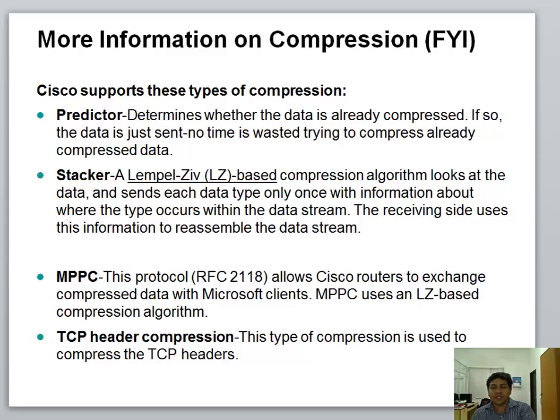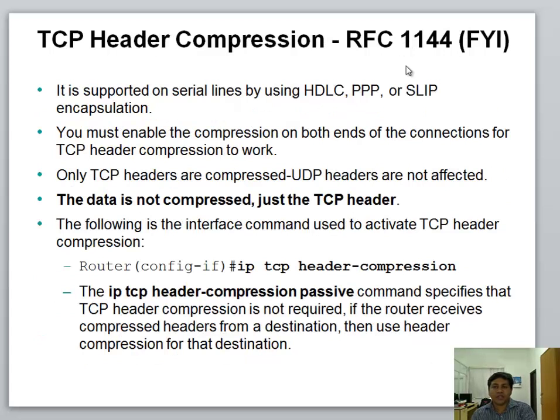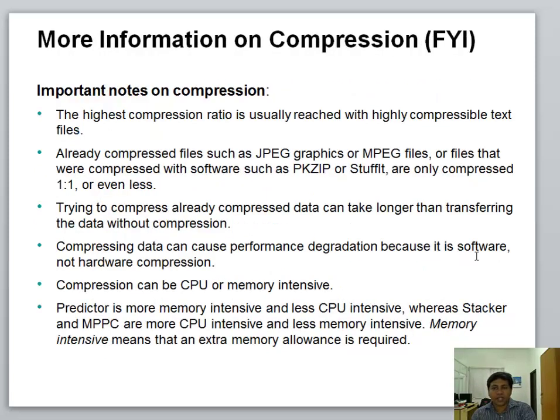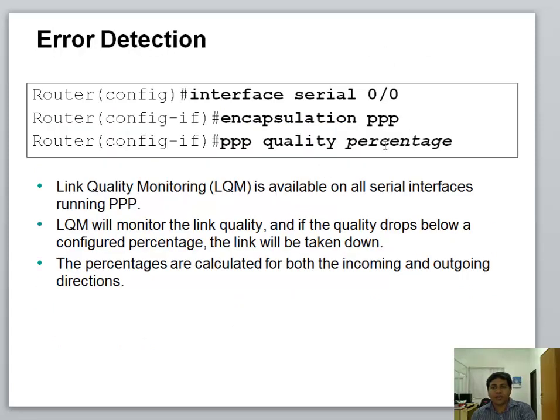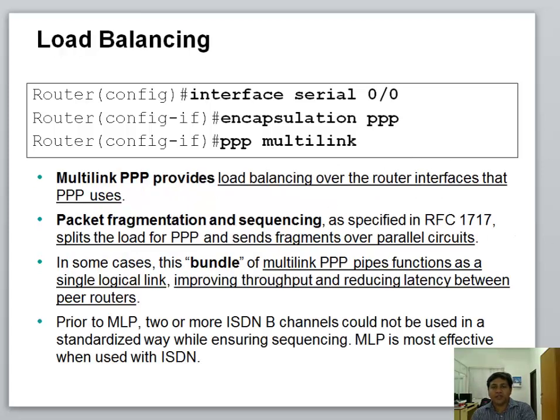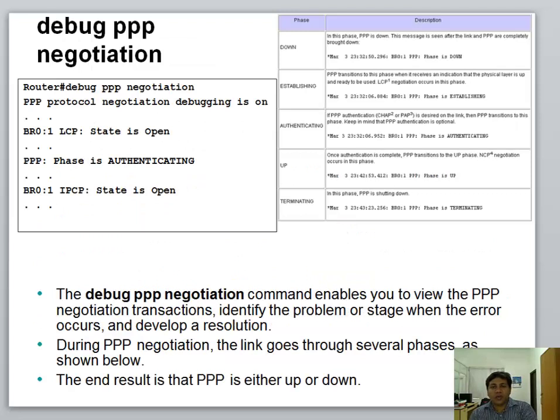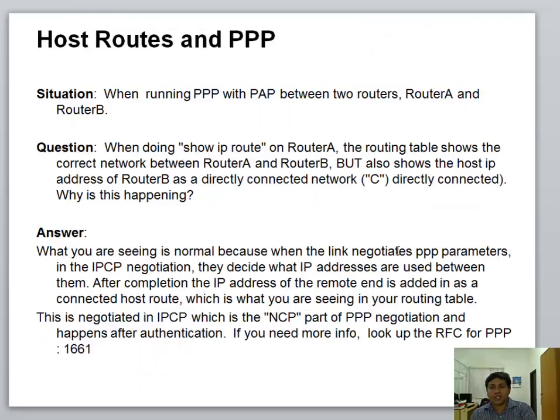There is also TCP header compression, which you have to mention, and which is used by NCP. You go to that particular serial interface and configure ip tcp header-compression. So you have to tell it that there is header compression. Then you can set the quality percentage with link quality monitoring, LQM, which is available in PPP. You can also do load balancing by mentioning it in that case. Once you debug ppp negotiation, you can see how the authentication is taking place. So that's all about PPP. Thank you.